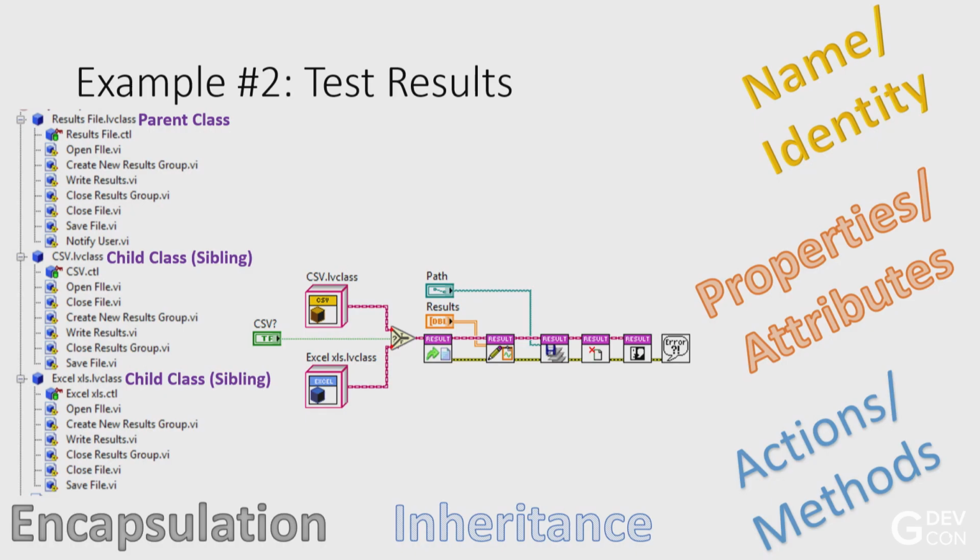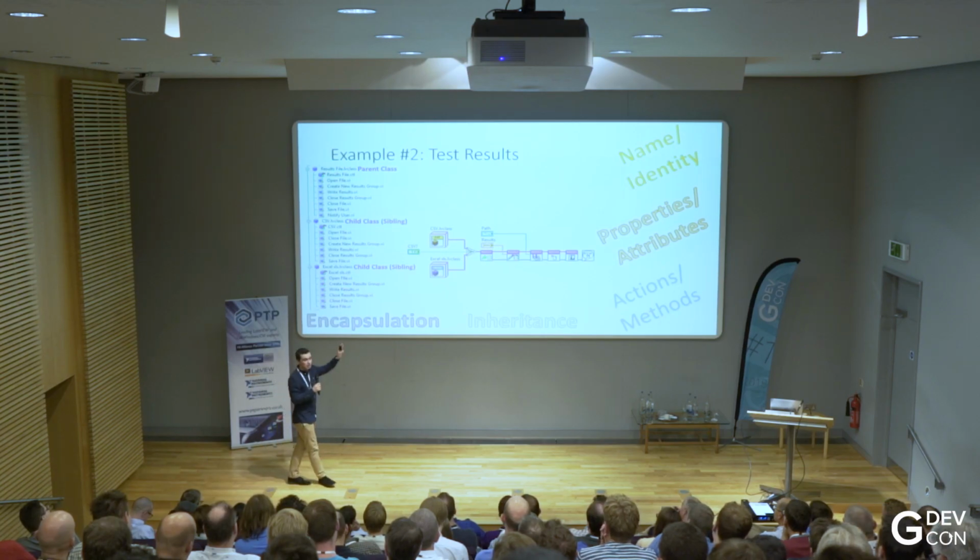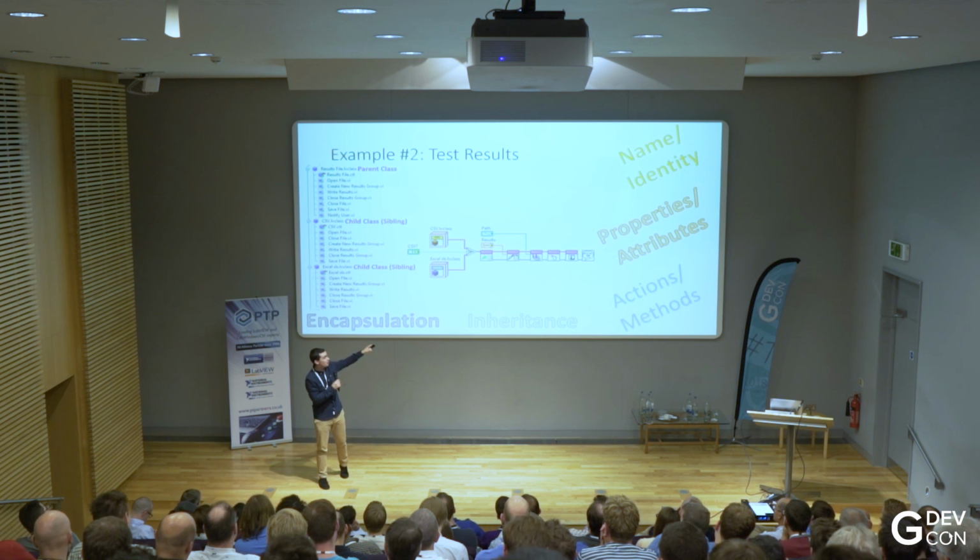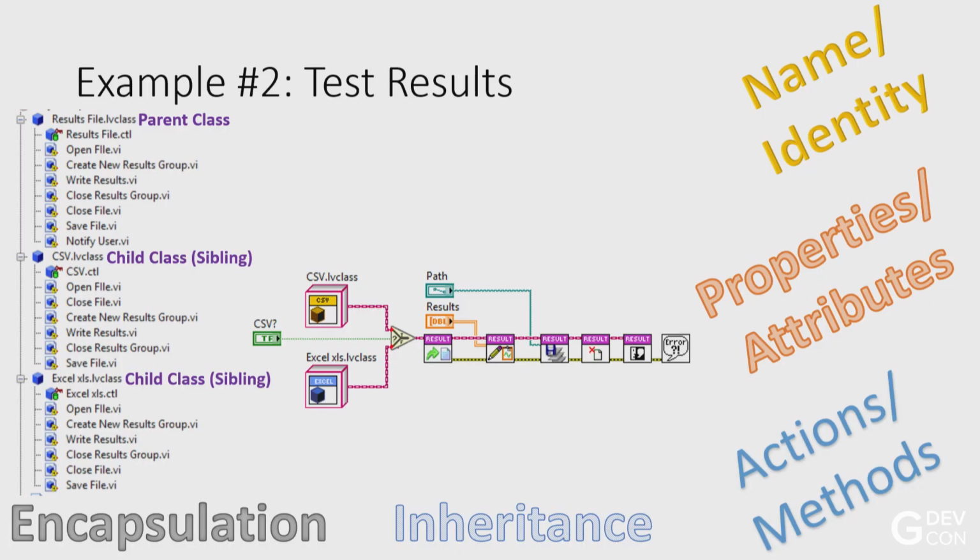So to give just a bit of an example in LabVIEW here, I've taken 3 of the classes of results file, CSV, and Excel. And from this parent class here, I've just dragged and dropped a couple of the methods, such as open file, write data, save, and close file, as well as a notify user method.